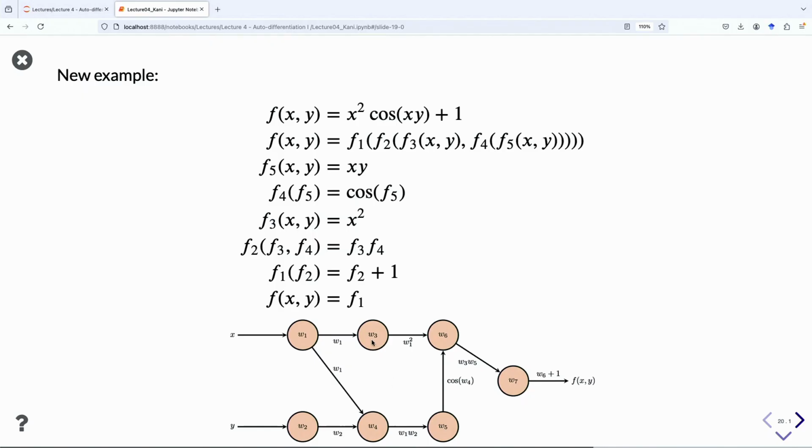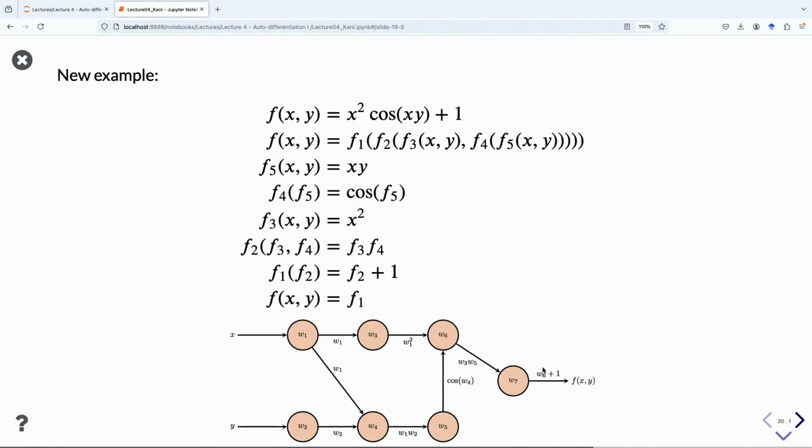W3 is the power function. What does the power function do? Or not even power, square function. So W3 is a square function. It takes in a value and outputs the square of that value. And then W5 is the cosine function. It takes in a value and outputs the cosine of that value. W6 is the multiplication function, which takes in two values and multiplies them together, and W7 is the increment function, which takes in a value and outputs plus 1.